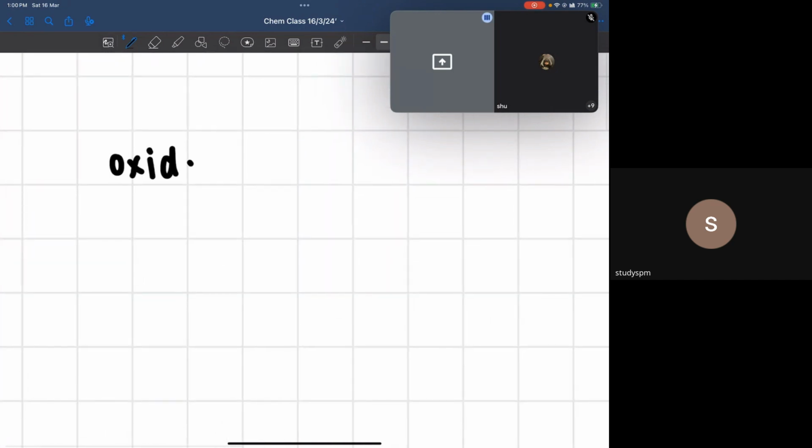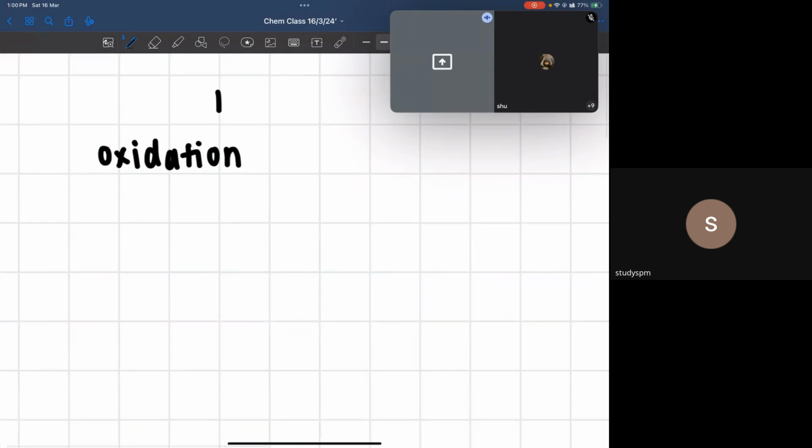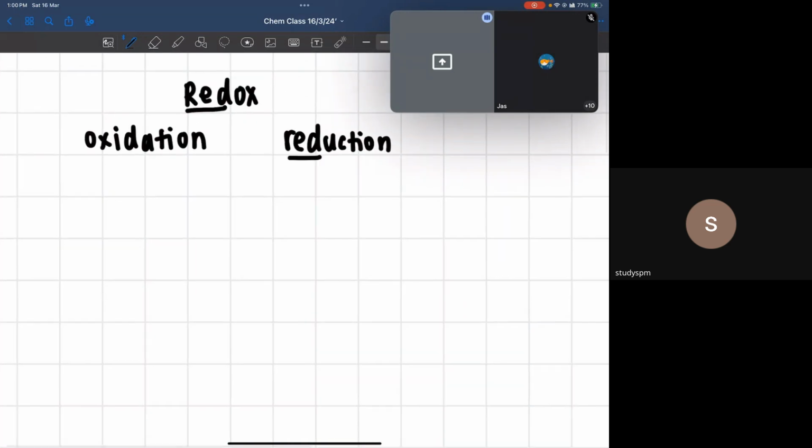So for oxidation, the word redox came from red from reduction and ox from oxidation. So we can know that a redox reaction is where oxidation and reduction occur simultaneously.